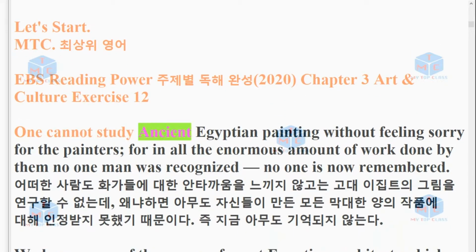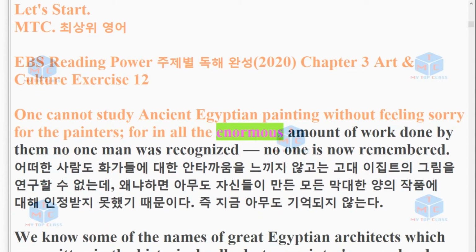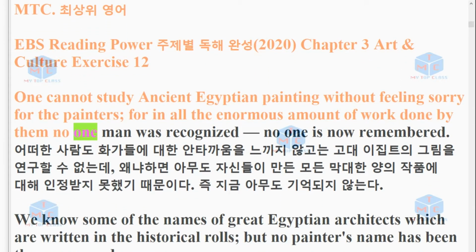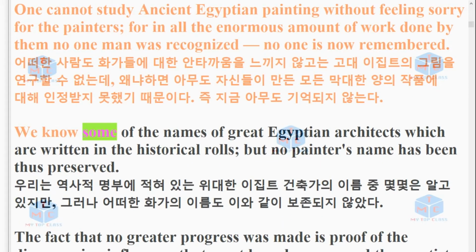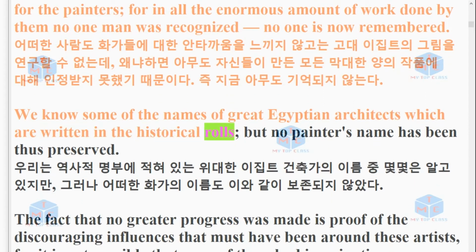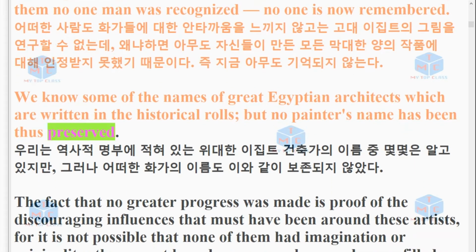One cannot study ancient Egyptian painting without feeling sorry for the painters, for in all the enormous amount of work done by them no one man was recognized, no one is now remembered. We know some of the names of great Egyptian architects which are written in the historical rolls, but no painter's name has been thus preserved.